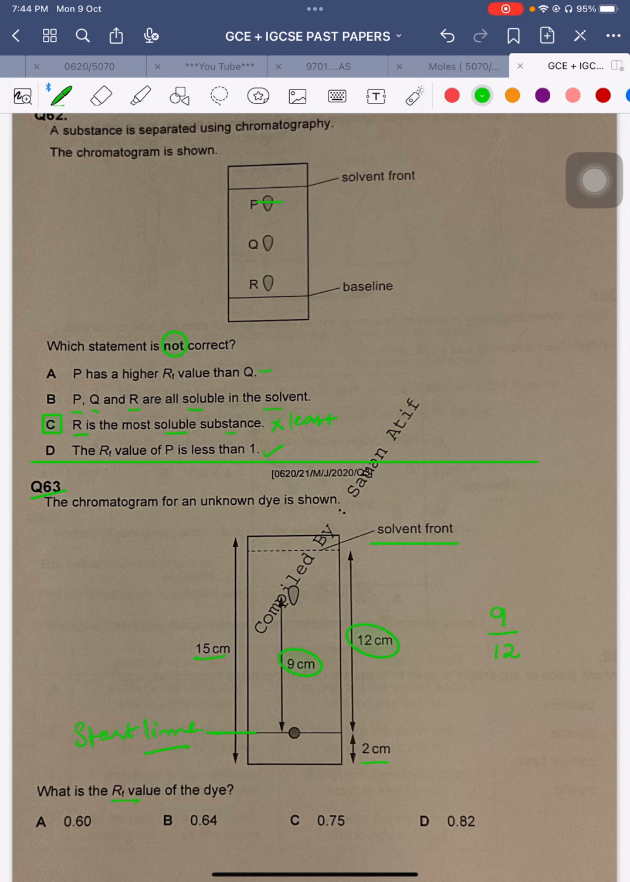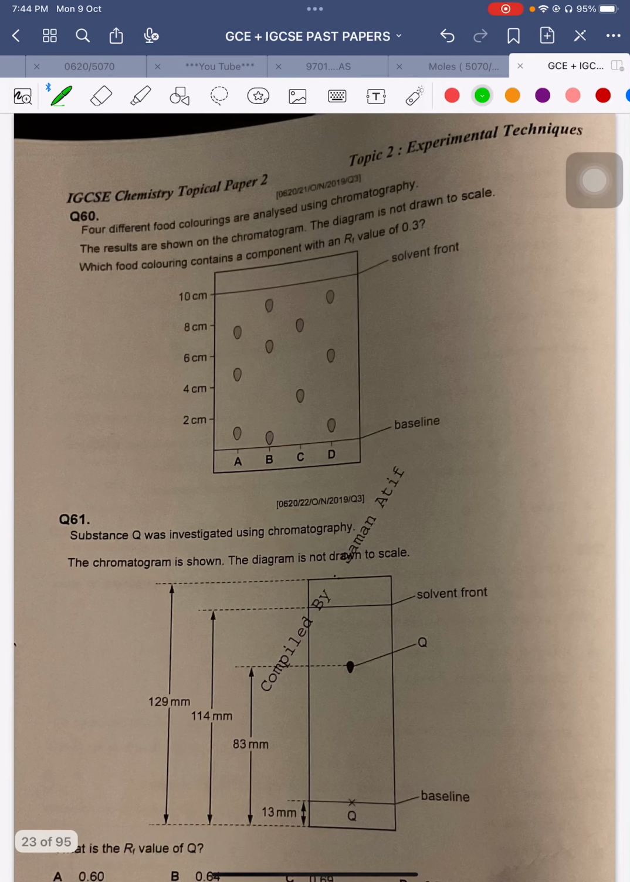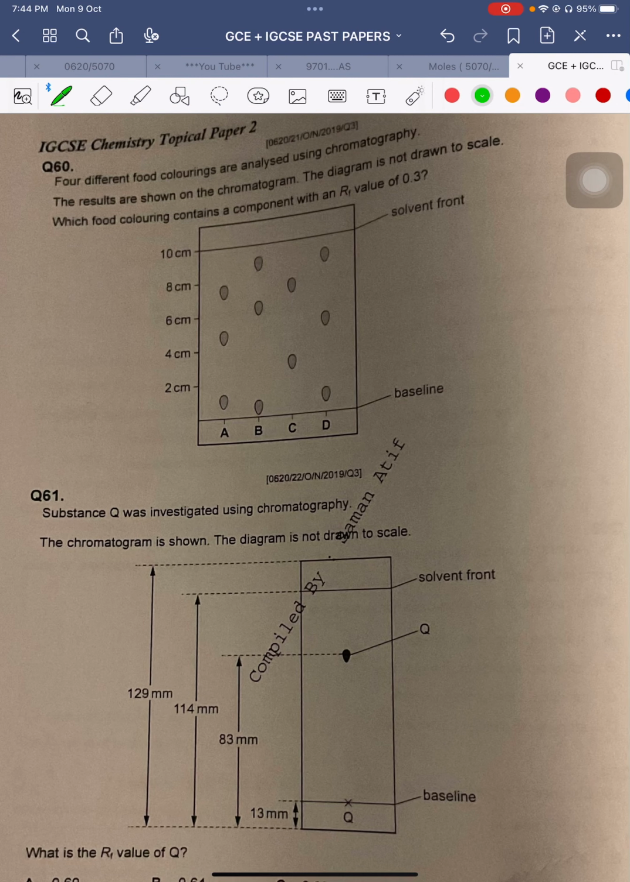You can see that there are no units, and I have mentioned in a previous video that in case of RF, there will be no unit, as centimeter is divided by centimeter. So there will be no unit in that case. Okay, all right. So then there is another question over there.